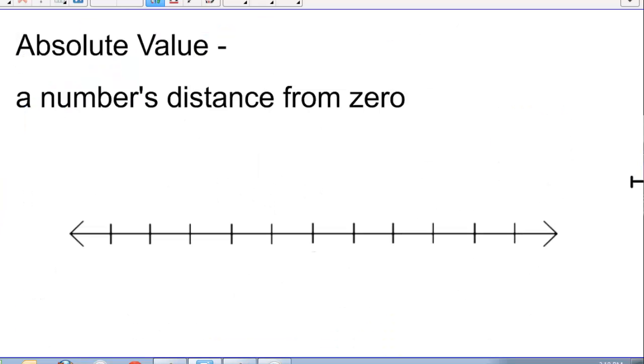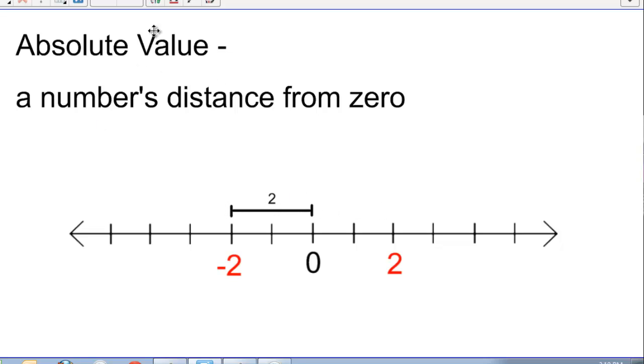The final definition that we're going to talk about today is absolute value. And absolute value just means a number's distance from 0. We're talking about these two numbers. Remember, we have the two opposites of negative 2 and positive 2. They are both 2 units away from 0. So remember, they're both the same exact distance away from 0.